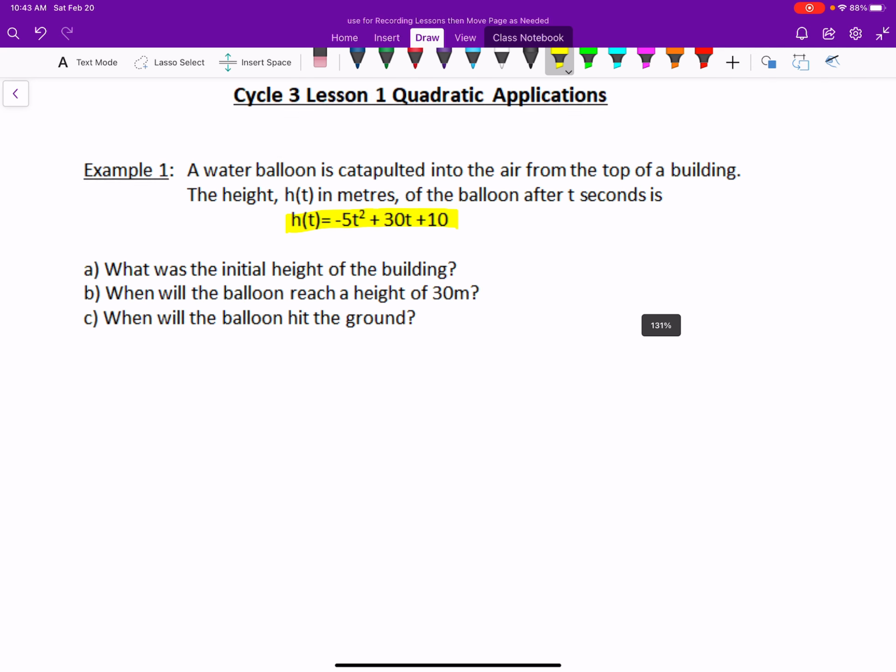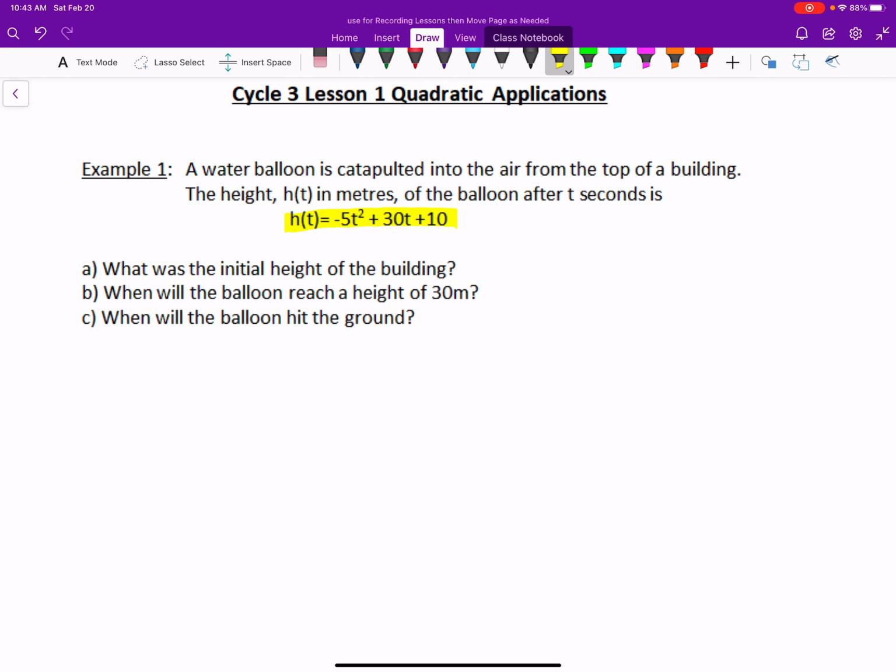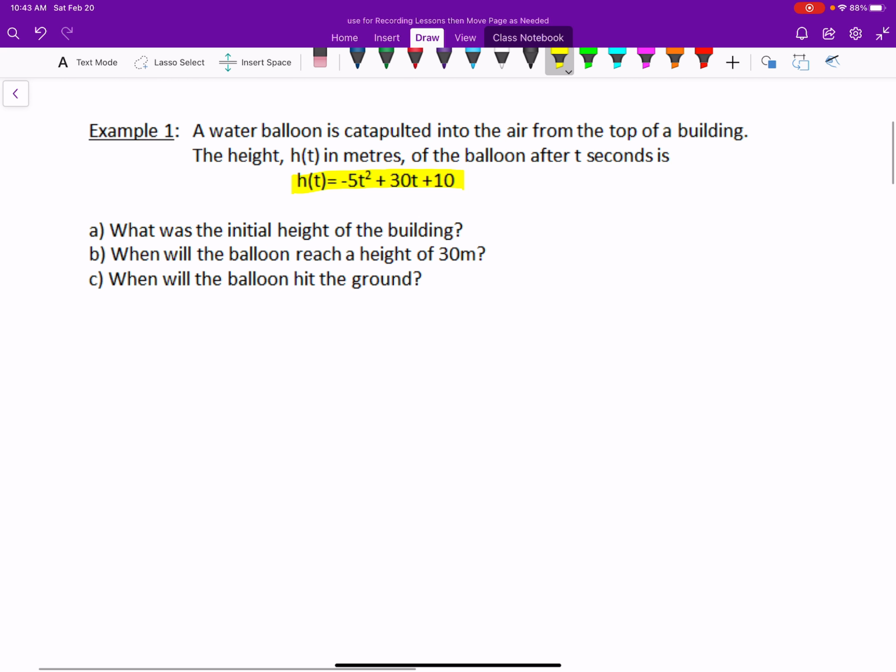So it's always nice to draw a picture as we go along, if possible. So I'm going to do that. But let's actually take what we have in order here. What was the initial height of the building? I can actually answer that part without a picture, and then I'll add it to the picture after I get it. But there's a couple ways of thinking about it.